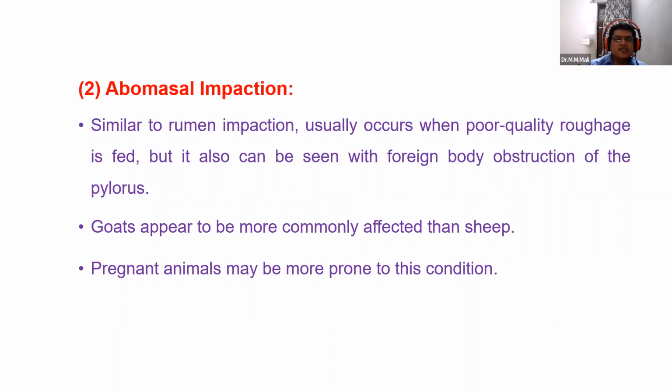The next condition of the abomasum is abomasal impaction. It is similar to rumen impaction, usually occurs when poor quality roughage is fed, but it can also be seen with foreign body obstruction of the pylorus. Goats appear to be more commonly affected than sheep. Pregnant animals may be more prone to this condition.